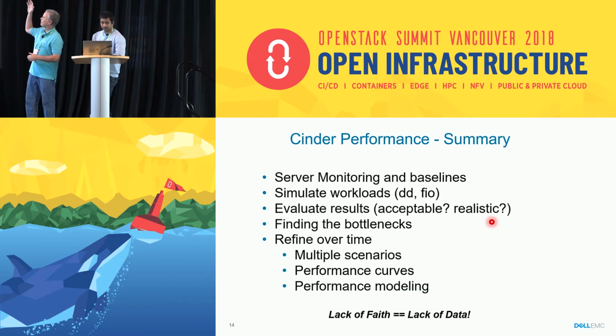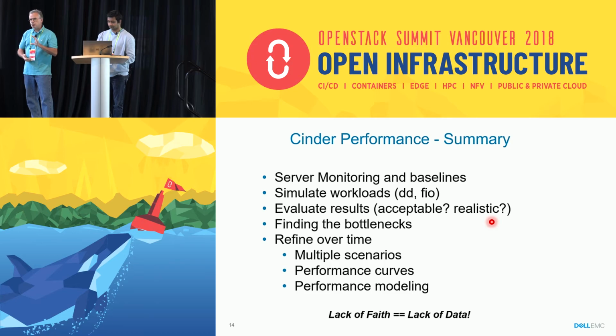In summary, start with your server monitoring. Make sure you have it in place and you've got some baselines on what good performance and not so good performance looks like. Use tools like DD or FIO to start kicking the tires and getting more sophisticated about what types of workloads you want to use to measure. Then evaluate your results. Are your results acceptable or not? Are they realistic? If you have problems where things aren't working to the extent that you think they should, spend some time looking for the bottlenecks, but refine all of this over time. It should be an iterative process that you go through over and over.